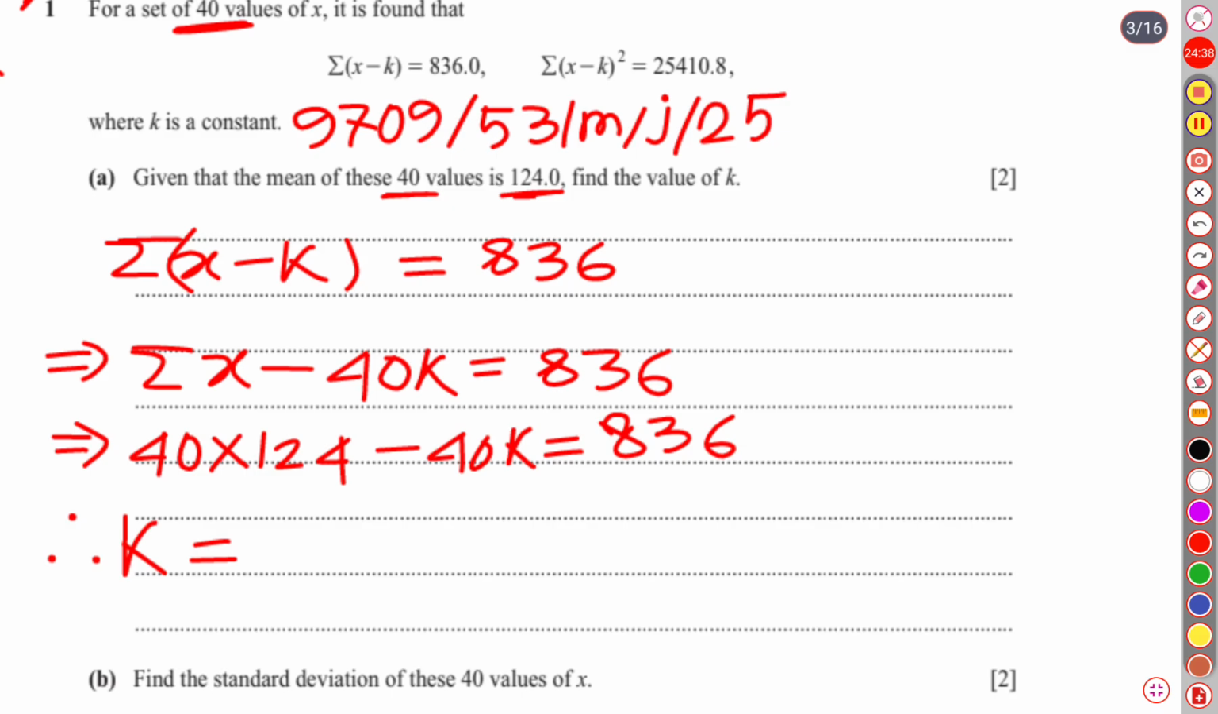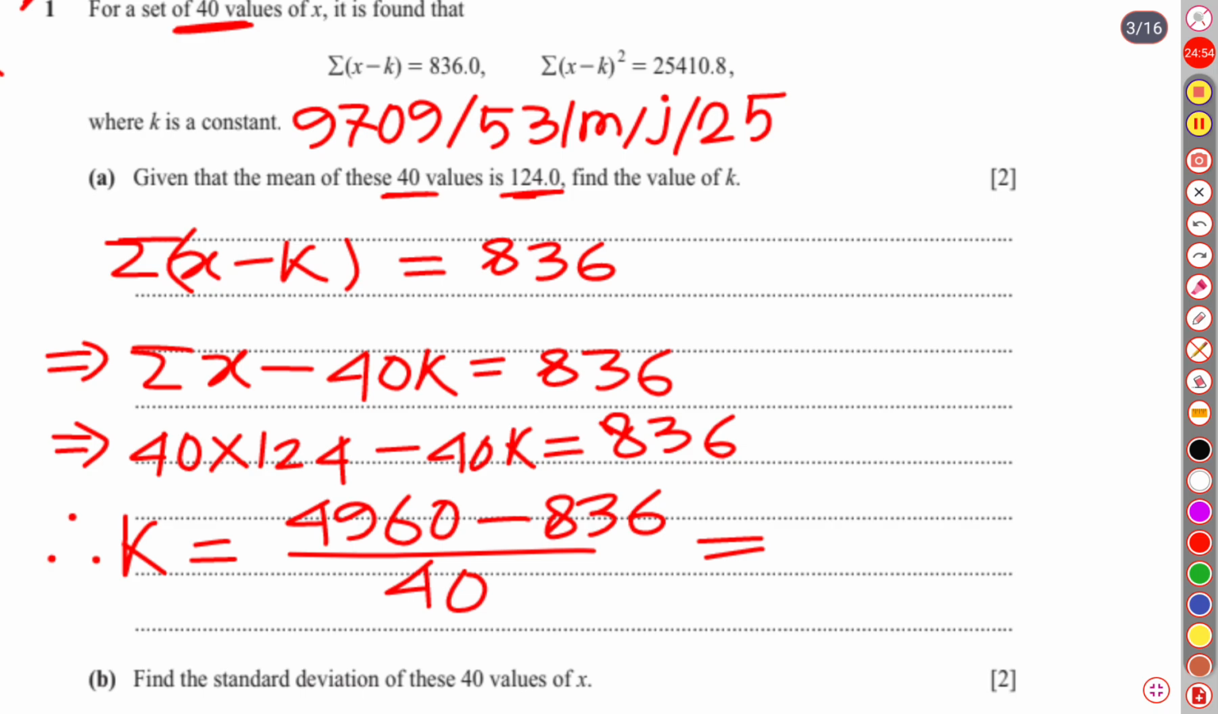4 into 124, that is 496, minus 836, over 40. Hence, our value of k is going to be 103.1. So this is the value of our k.